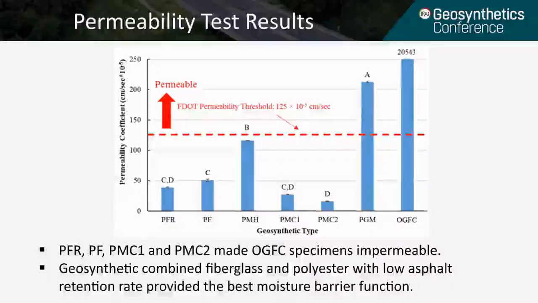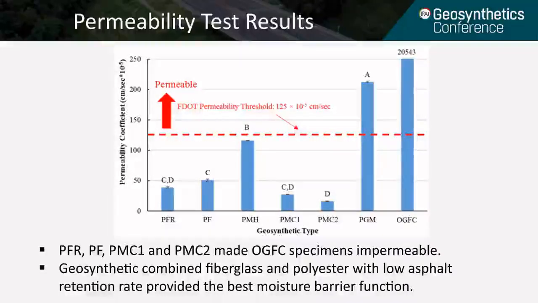The control is open graded friction course without geosynthetic placed at the bottom. According to the Florida Department of Transportation specification, the asphalt layer can be considered permeable if the permeability is greater than 125 centimeter per second times 10 to the power of negative 5. The open graded friction course has a permeability greater than 20,000. It is a very high value, because the OGFC is designed as a permeable layer.